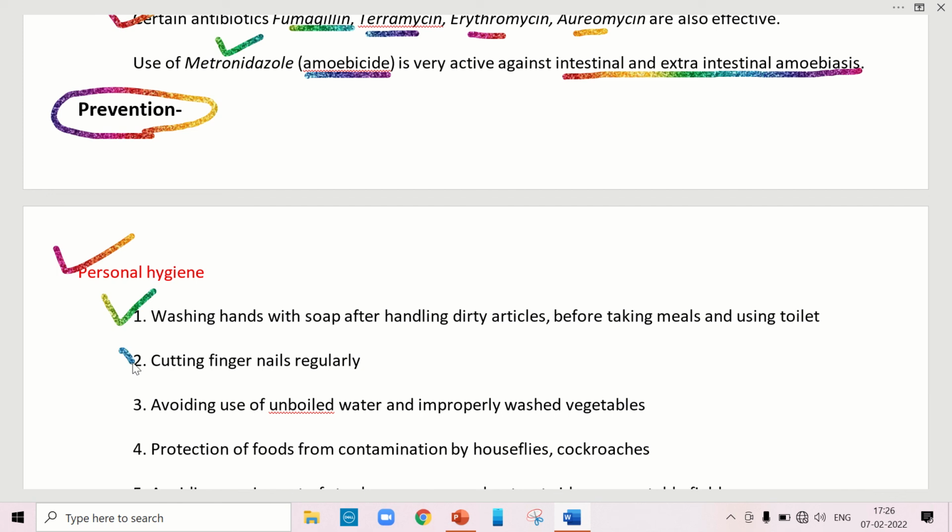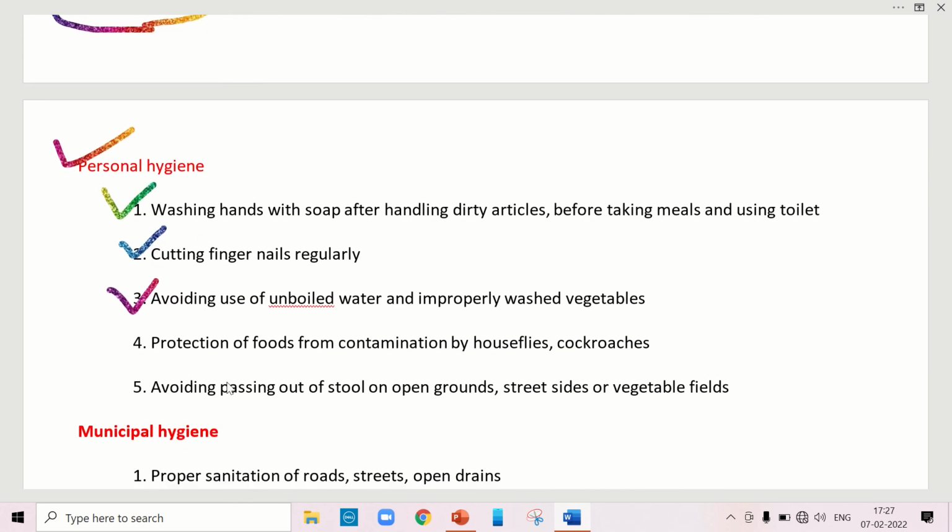Then we should cut fingernails regularly. Then avoid use of unboiled water and improperly washed vegetables. Protect foods from contamination by houseflies and cockroaches. Then avoid passing stool on open grounds, street sides or vegetable fields. So these are the personal hygiene practices we must follow to control amoebic dysentery.